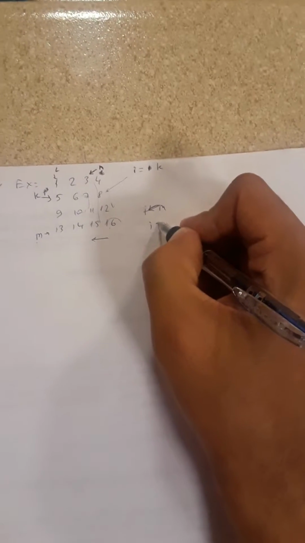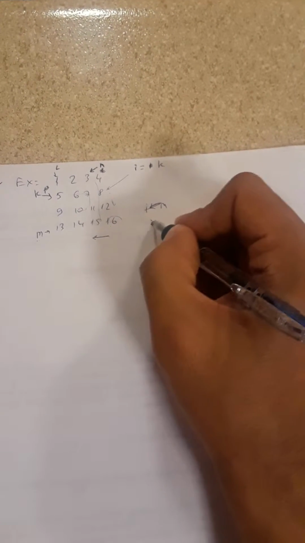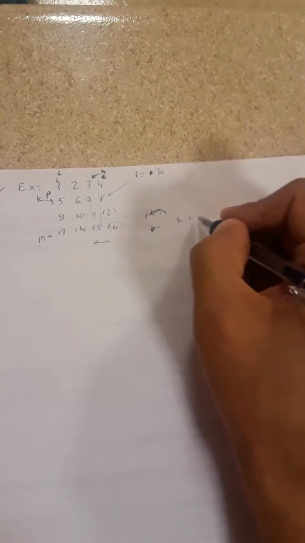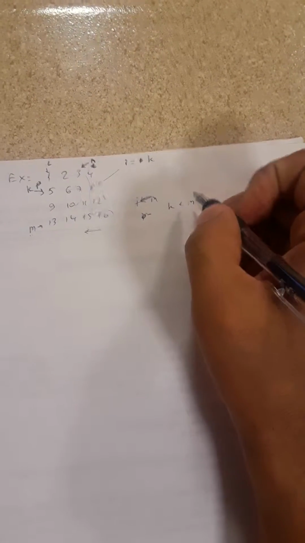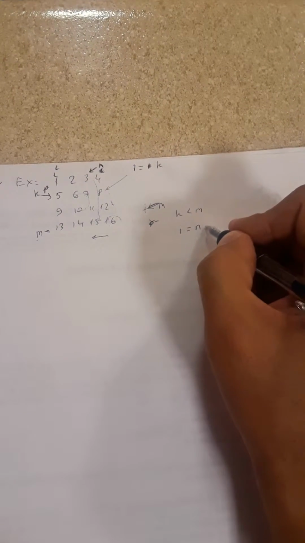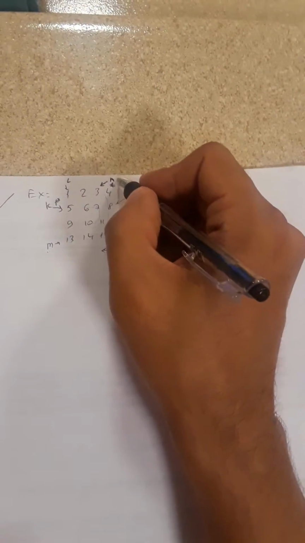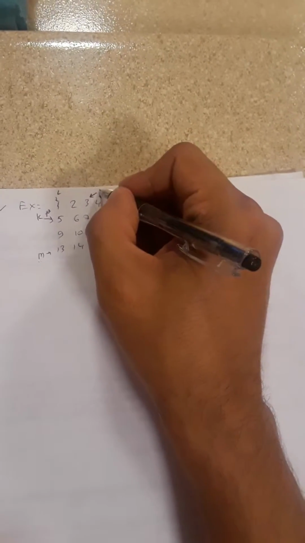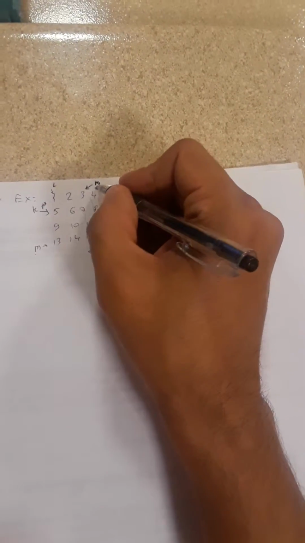So after that we'll be printing in this direction. So in this case we will be checking if our k is less than m, and our i will be n minus 1. So actually n is the number of columns, and we always have to decrement it by 1 because n is actually the size of the column and m is the number of rows.